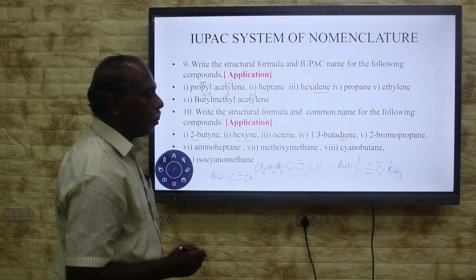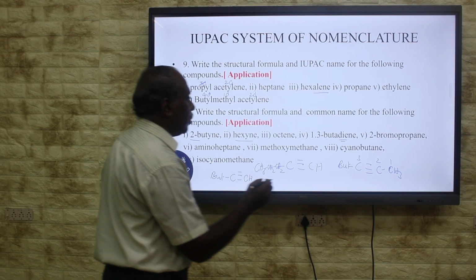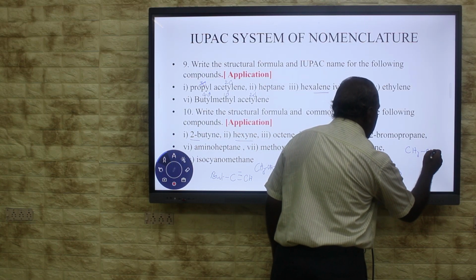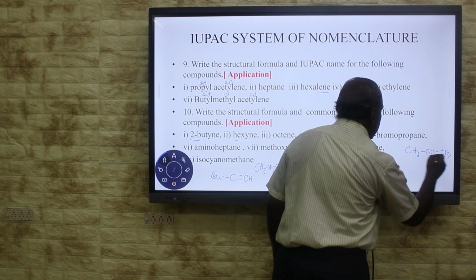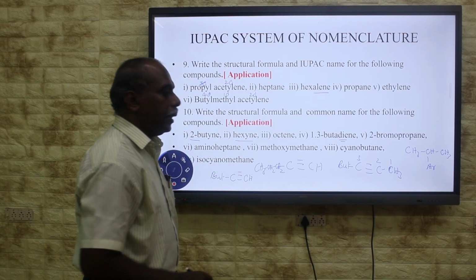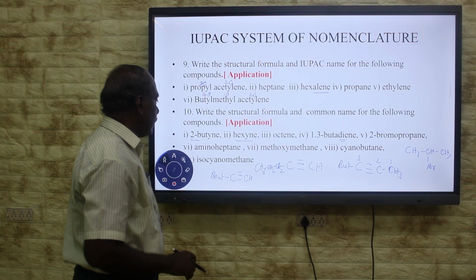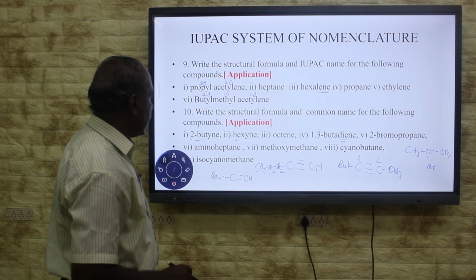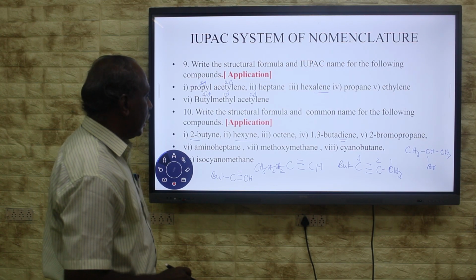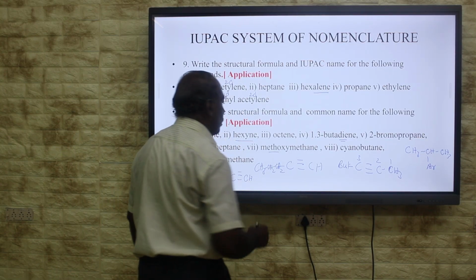Then 2-bromopropane. Here there is no common name. Aminoheptane. For that compound we can't give the common name. Here propane, in that propane, bromine is here. This kind of compound cannot be named using the trivial system of nomenclature. Then aminooctane: octylamine is the common name of this compound. Methoxymethane. Dimethyl ether is the common name of this compound.